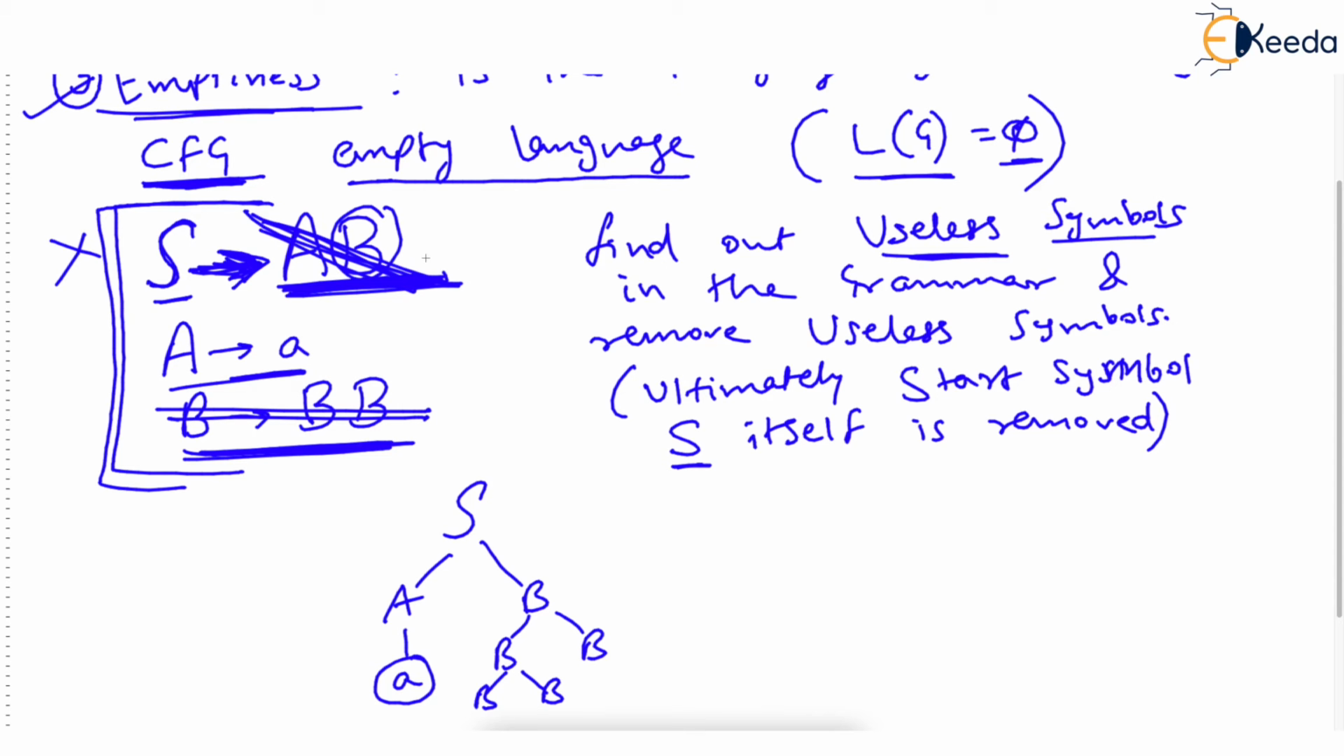So what is the method to check emptiness? Just find useless symbols that we saw. This topic we saw in the simplification of CFG, correct? But we did not see emptiness. I gave such examples where S was not empty. Here, this was an example where S is empty.